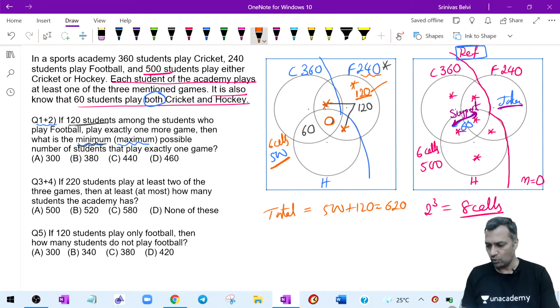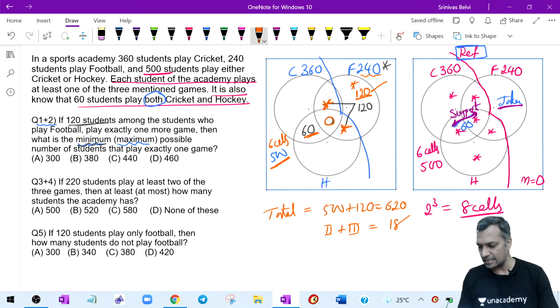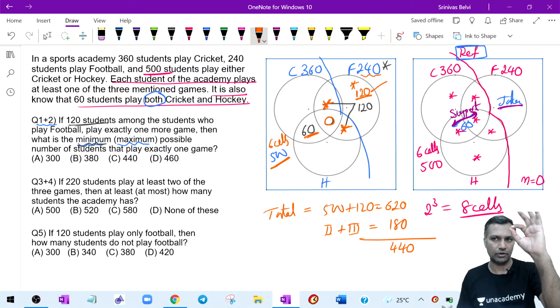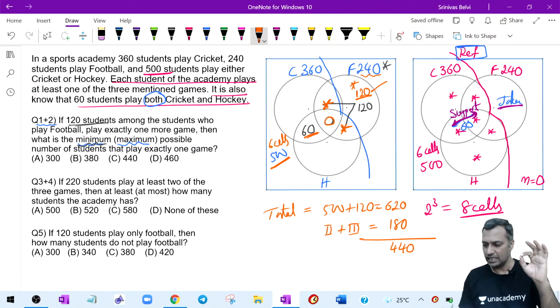Out of which, what are the values of region 2 and region 3? These two cells are 120, plus I have another 60 here, so therefore 180. I have this 180. Take the difference between them, which becomes 440. Fair enough. Now, keep listening. This is one side.